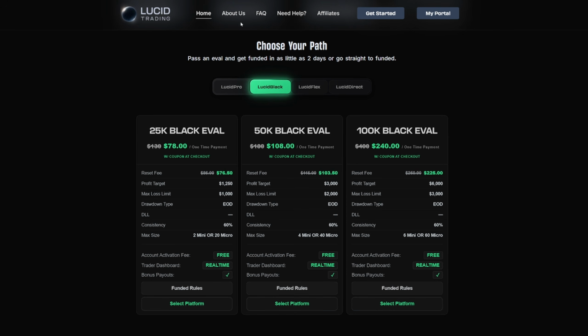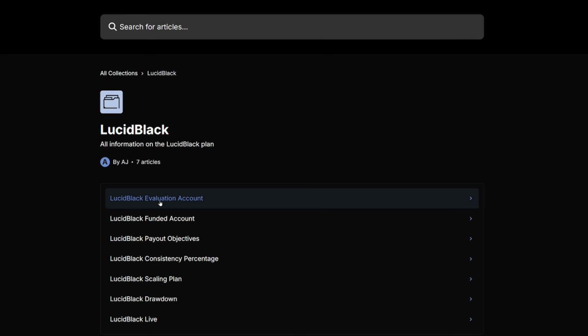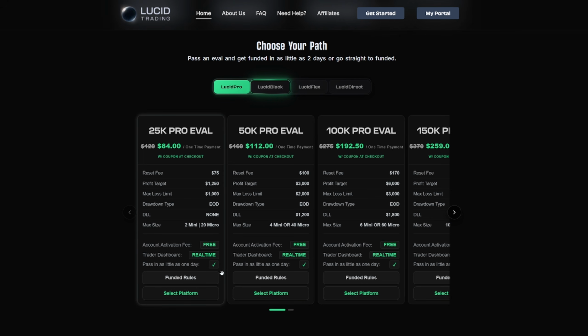So now as we come right up here to the FAQ, and under Lucid Black, we'll go over to where it says Lucid Black evaluation account. We scroll down here real quick and notice something that's a little bit different than the Pro account. The Lucid Black evaluation is a 60% consistency rule. That means it's easier to pass in as little as 2 days. So in that Pro account, we had the ability to pass in 1 day. And now with the Lucid Black, we simply cannot pass this account in 1 day. It's going to take us a minimum of 2 days in order to pass.